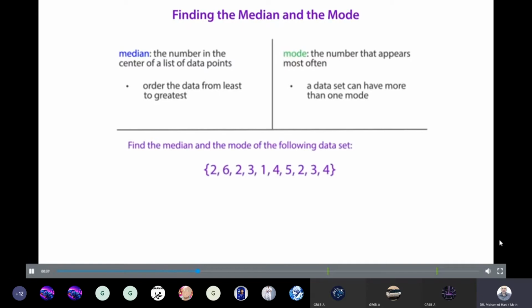Let's practice finding the median and the mode of this dataset. The given numbers are 2, 6, 2, 3, 1, 4, 5, 2, 3, and 4. First, let's put the numbers in order from least to greatest. Now we have 1, 2, 2, 2, 3, 3, 4, 4, 5, and 6.